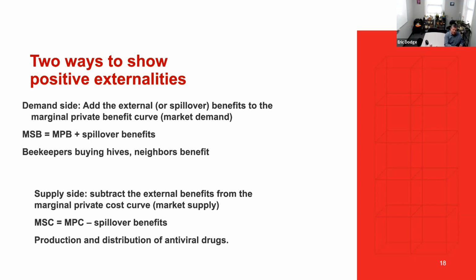Those are the costs of the drug makers, drug producers. And if we incorporate spillover benefits to society by having more widespread distribution of these drugs, then we could subtract from the marginal private costs spillover benefits, making the marginal social costs actually lower.